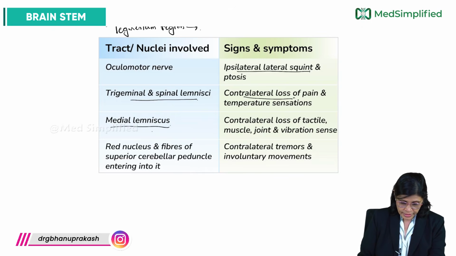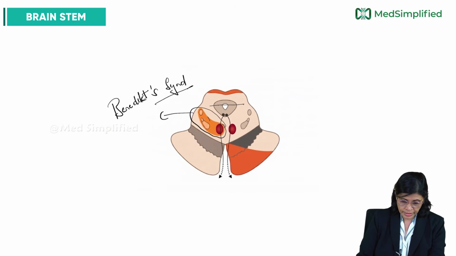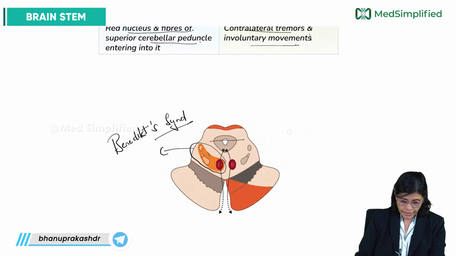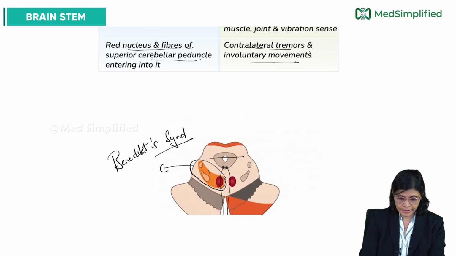Then there is the red nucleus and fibers of the superior cerebellar peduncle, because of which there are contralateral tremors and involuntary movements. So we are seeing the involvement of the trigeminal, the spinal lemniscus, as well as the medial lemniscus. This is the red nucleus which is involved. So this we see in Benedict's syndrome.